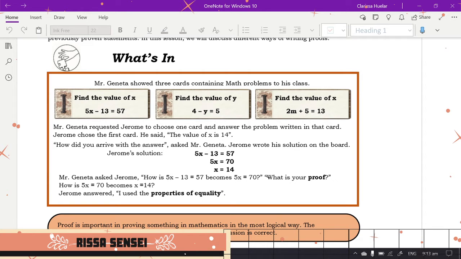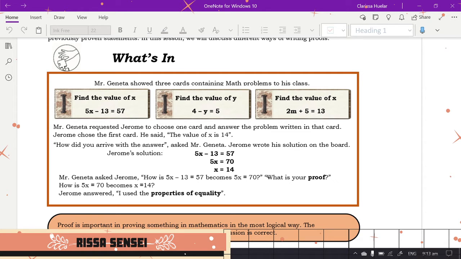Kaya ayan, naging ganyan. 5x minus 13 equals 57. Then it became 5x equals 70. Tapos nag-arrive sa x equals 14. Pero syempre, palaisipan pa rin, hindi naman lahat ng students ay magaling sa math. Yung iba dyan magtataka, bakit naging 5x equals 70 from 5x minus 13 equals 57? And from 5x equals 70, bakit kaya naging x equals 14?